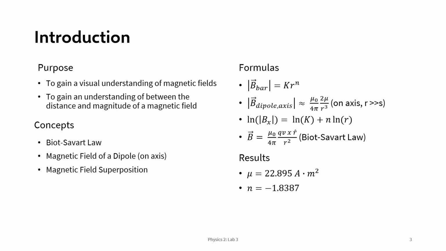And then we're going to have our results right here at the bottom. So mu is equal to 22.895 amperes times meters squared, and then n is negative 1.8387.